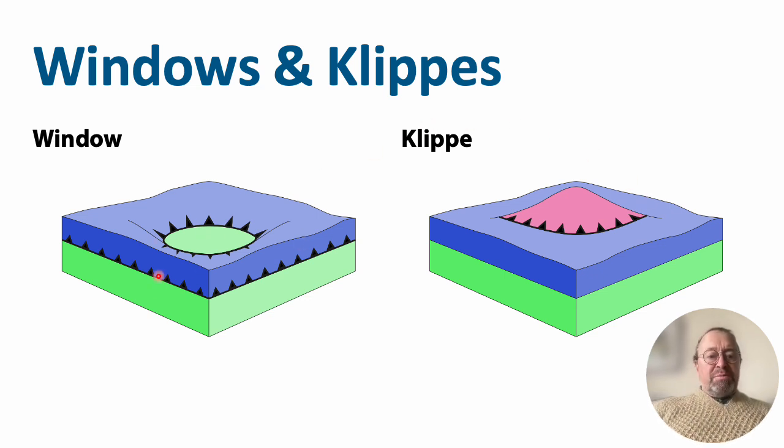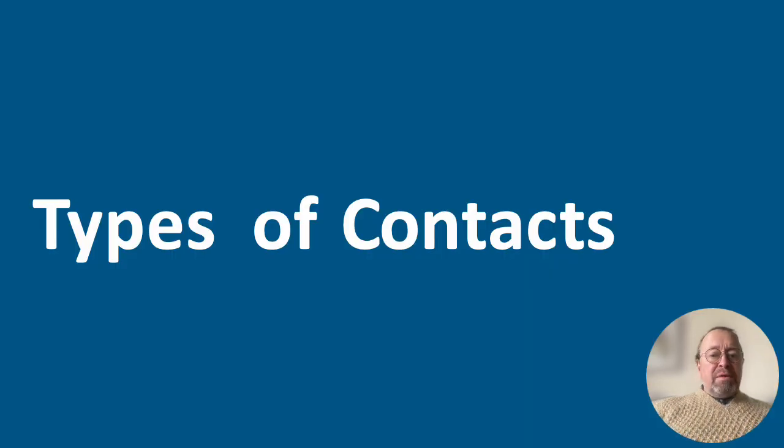So for example, in this particular case, if the base of the hill here, which forms the outlier, we call this a klippe, and conversely we call it a window when, if the top unit here is thrusted into location by faulting, then this window, this inlier, we call that a window when it's generated for tectonic reasons. So now we're going to quickly look at different types of geological contact.